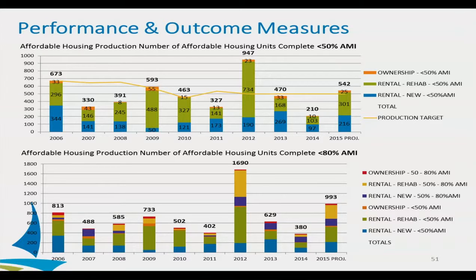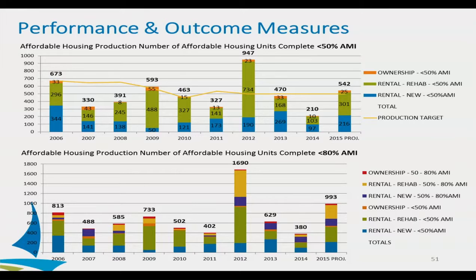Green portion shows the units that were rehabilitated, and then the blue shows the new production units. The orange-yellow line that cuts across shows our production targets, and these are targets that are established by council. So you can see that some years we exceed, some years we don't meet. Largely, that's a function of the market and the timing of when these developments occur.